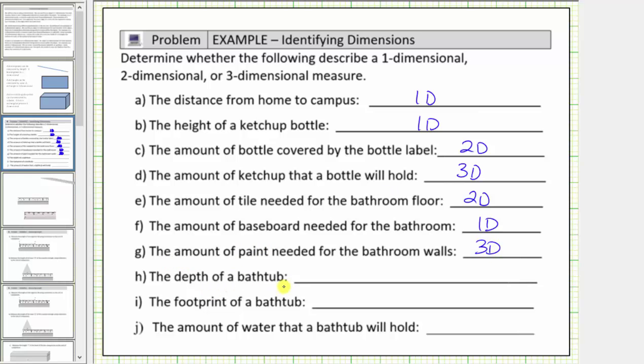H, the depth of a bathtub is a length or distance, and therefore this is one-dimensional. I, the footprint of a bathtub indicates how much space on the ground the bathtub takes, which would be measured as area, and therefore the footprint of a bathtub is two-dimensional. And then finally, the amount of water that a bathtub will hold would be a volume, and therefore the amount of water is three-dimensional.